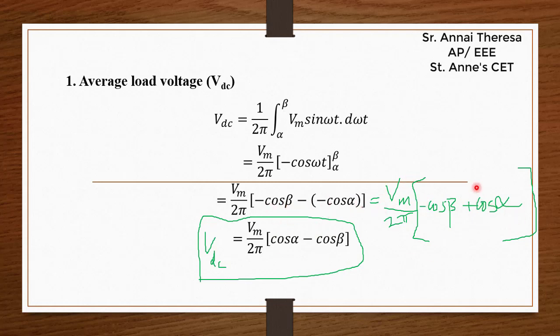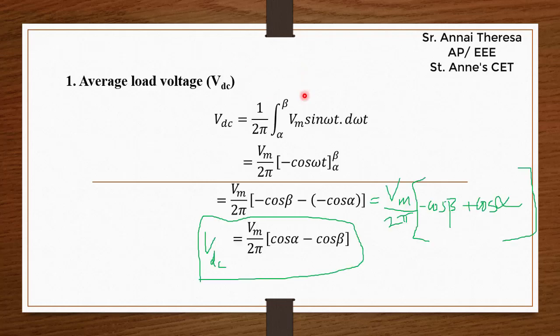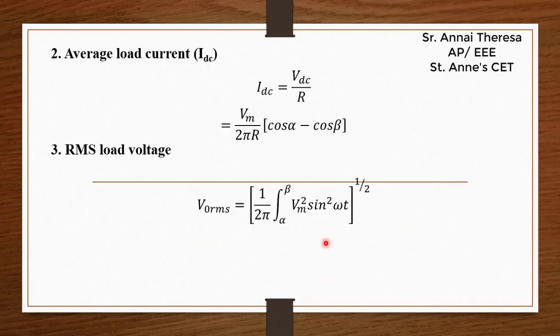So Vm by, since it is a positive term, you can write first, Vm by 2 pi into cos alpha minus cos beta. This is the average DC voltage. Then average DC current IDC is equal to VDC by R, the same value which we have obtained here, VDC divided by R. That means Vm by 2 pi R into cos alpha minus cos beta. So that is what is written here.